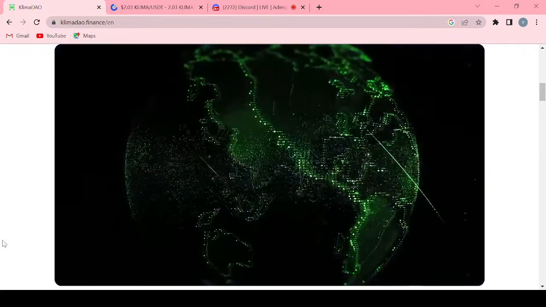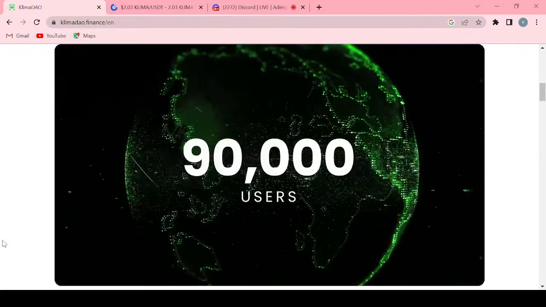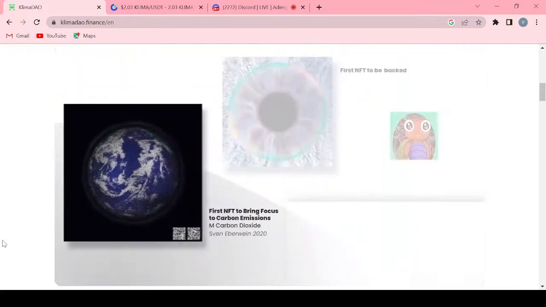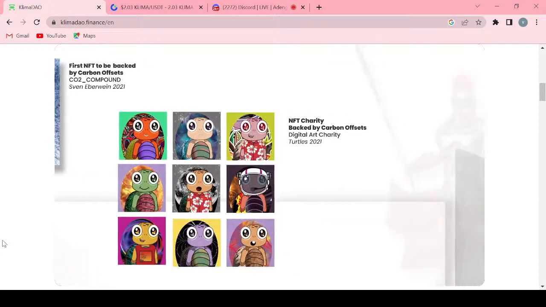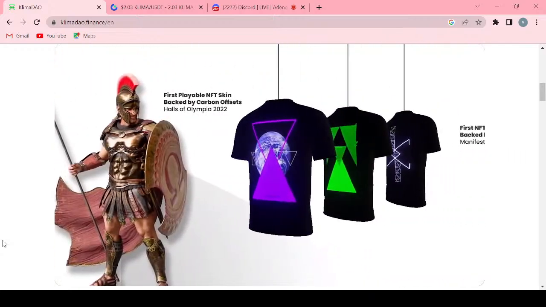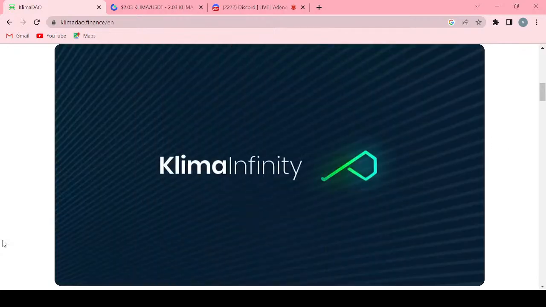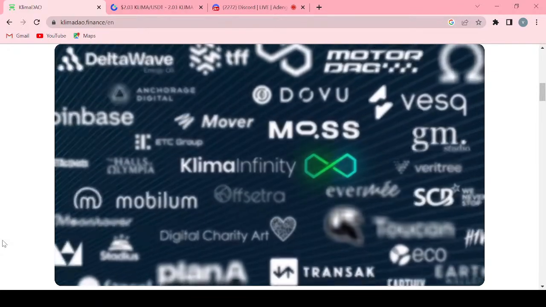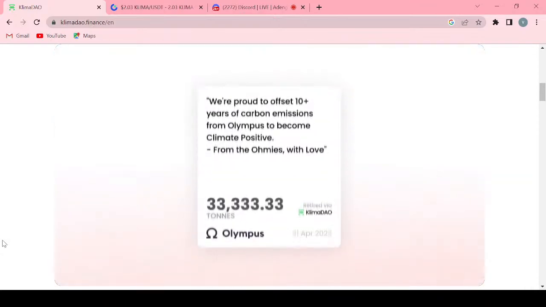Decentralized finance is for everyone in Klima DAO. It is available in 65 countries, and you can find NFTs, charity, and many other things, even fashion. Everything is included on Klima. They mention it as infinity.